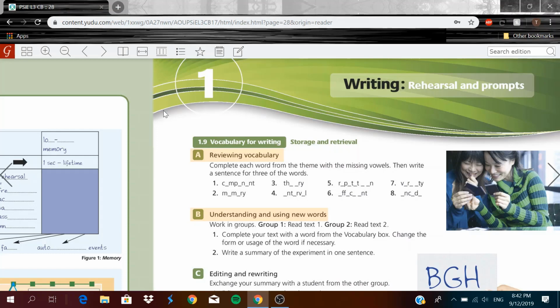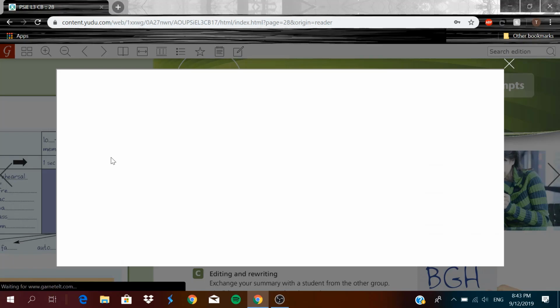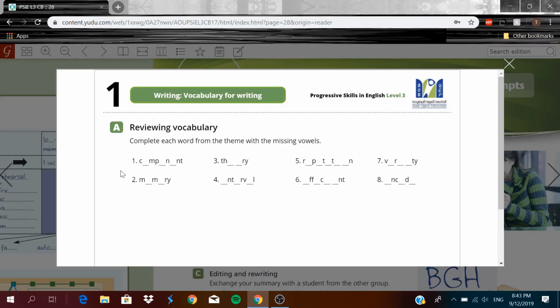In today's recording, we're going to be going over the writing section. We're going to be talking about rehearsal and prompts. Okay, so again, we're going to start with very simple reviewing vocab here. So let's take a look. Here we have complete each word from the theme with the missing vowels. So here we have some words that are missing some vowels. Okay, and I'm pretty sure you guys know what vowels are by now.